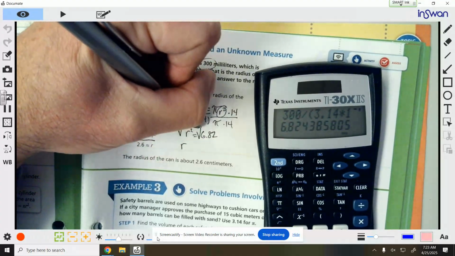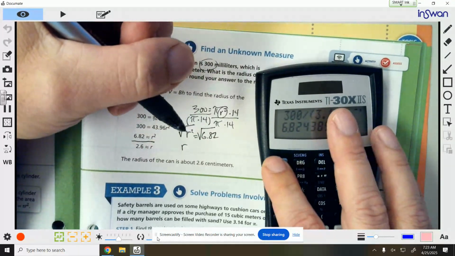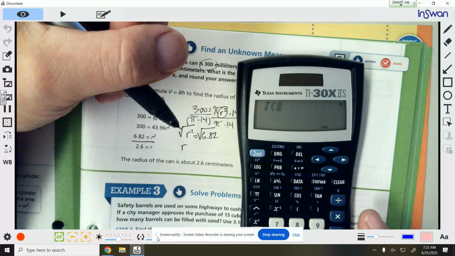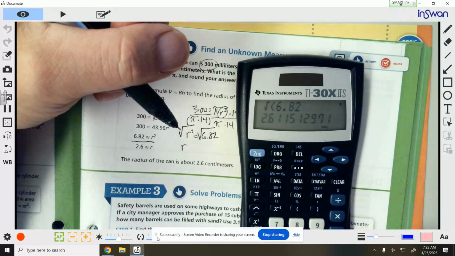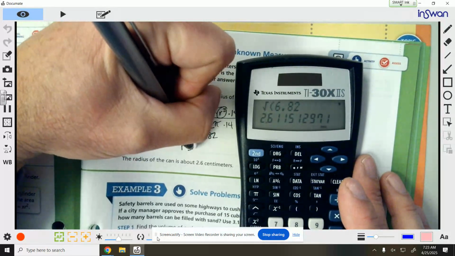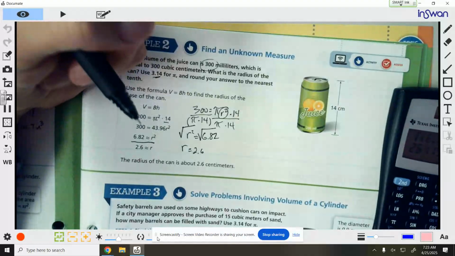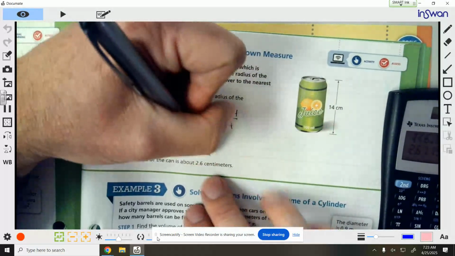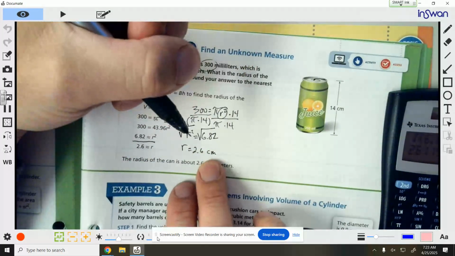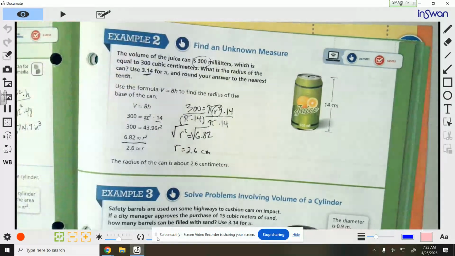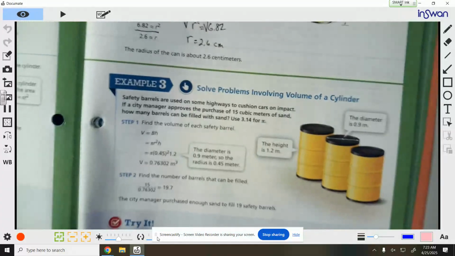And if we take the square root of 6.82, so second, hit that x squared key for the square root, 6.82 equals, and we see it's rounded to about 2.6. Okay, 2.6. And then our label for that would be, because it's in centimeters, it's just 1 centimeter. It's not squared, it's not cubed. Okay, moving on. Let's go to example 3.